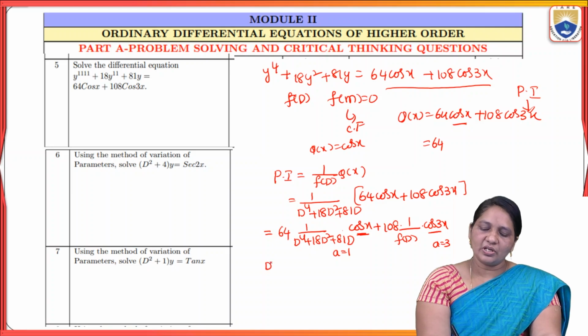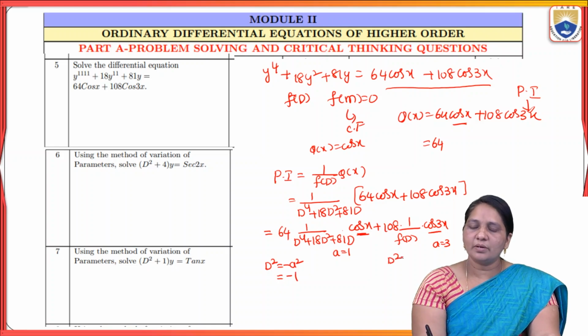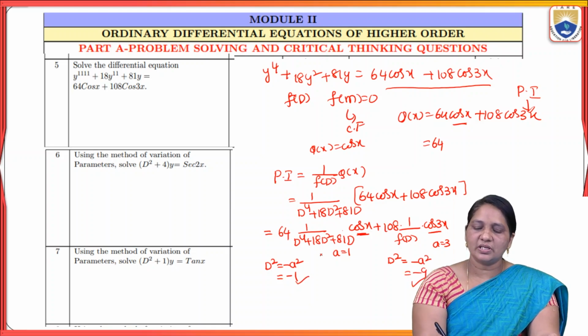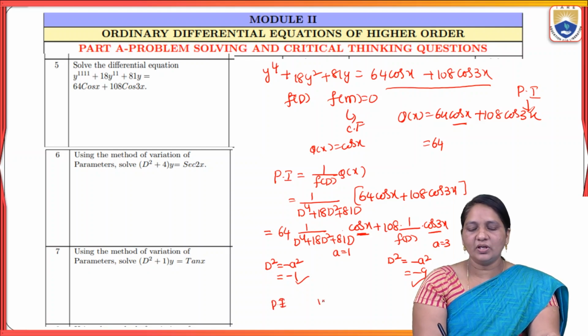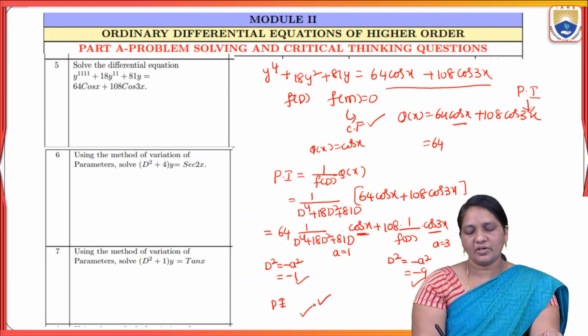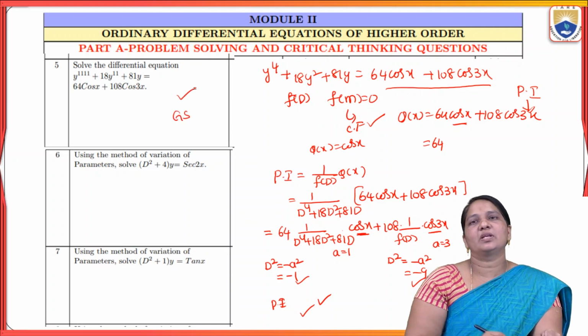So here we have to replace D square equal to minus a square. In the first term, D square equal to minus a square value is minus 1. In the second term, D square equal to minus a square value is minus 9. So we have to put these values in place of D square. Then we can get the solution here. That is the particular integral of the given equation. So we already calculated the complementary function, and we can find the particular integral. Together is the general solution of the given equation.